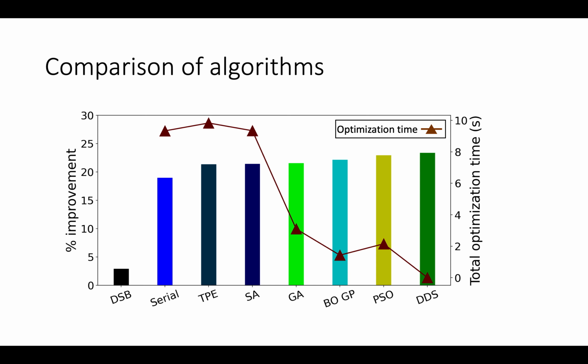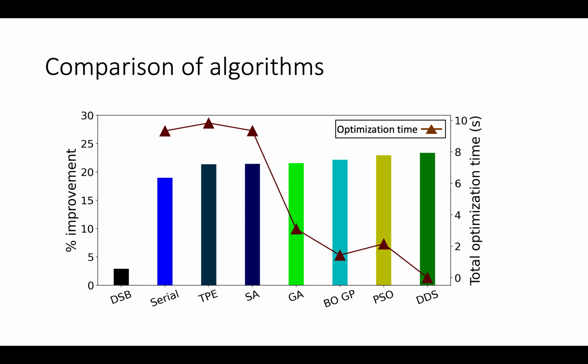Coming to the comparison of different algorithms, the bars in the figure show the sorted percentage improvement in tail latency over the default configuration afforded by different optimization algorithms using the critical path dimensionality reduction technique. For comparison, we also show the improvement afforded by the configuration employed by the DeathStarBench developers. We have labeled this the DSB. We also show the serial performance improvement afforded by the approach that sequentially tunes each microservice on the critical path as opposed to jointly tuning all the microservices on the critical path.